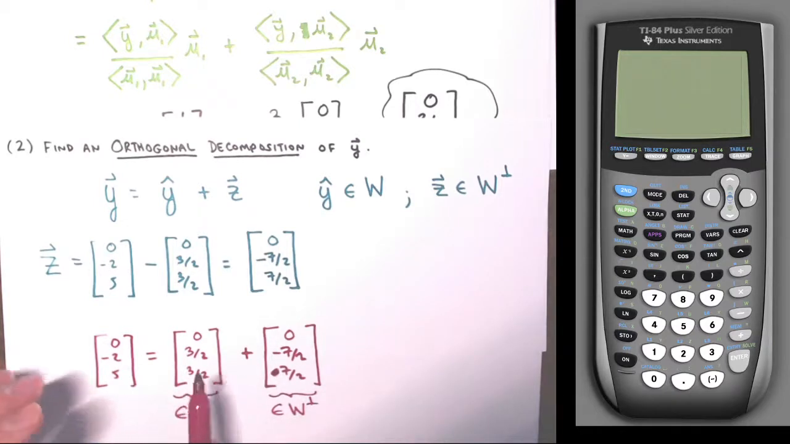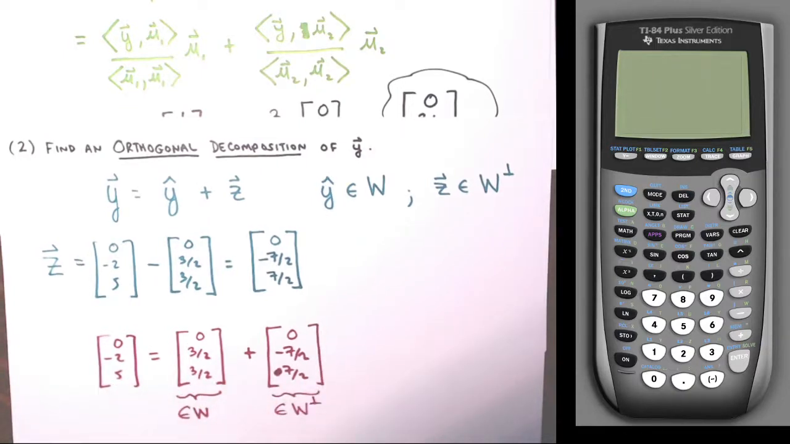But great, this is called, again, an orthogonal decomposition. I take a vector y, write it as a vector from some subspace, its projection onto the subspace, plus a vector from that subspace's orthogonal complement. I take a vector and write it as a sum of two orthogonal vectors. And let's see it.